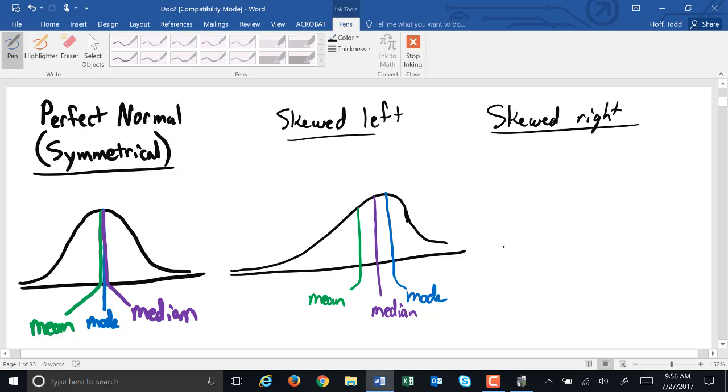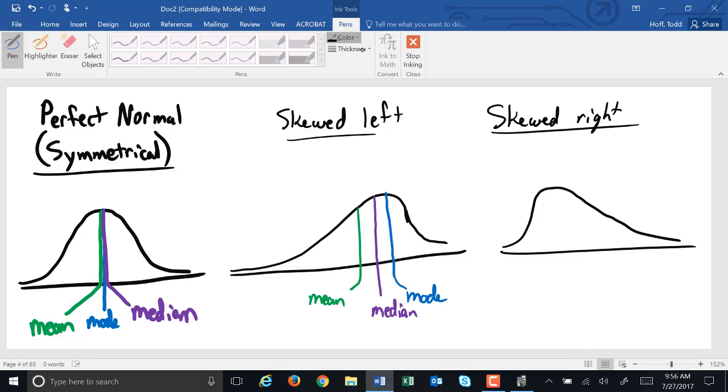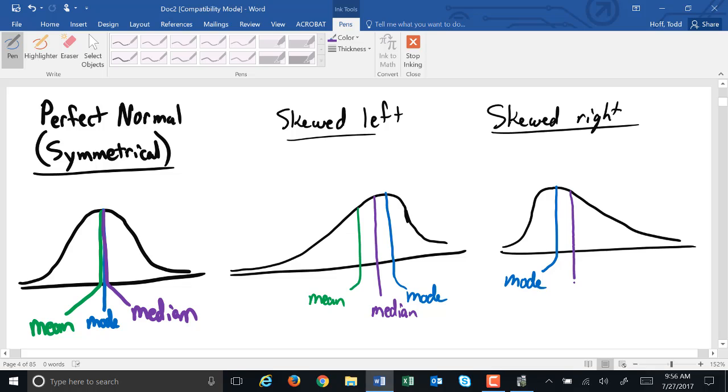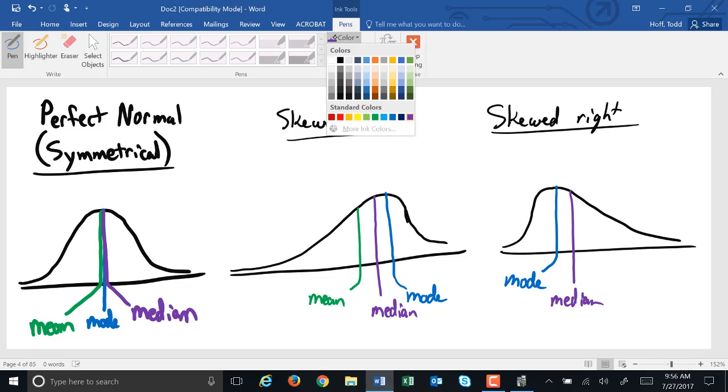If it's skewed right, well, you might be guessing that it looks just the opposite, and you'd be correct. The mode is still the highest point of the curve. Median is moved a little bit, and the mean moves a little bit more.